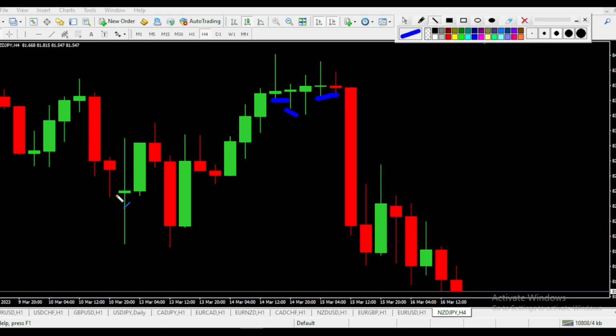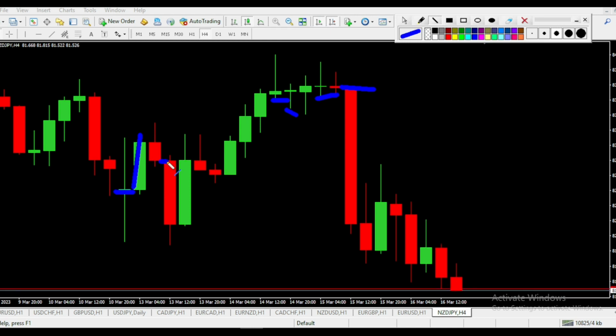Market opened at this point and almost closed at the same point. Then this one was formed. Okay, long day. A long day is here. We can have this one. Even though tails are not the same, the bodies are the same. Long day, okay.